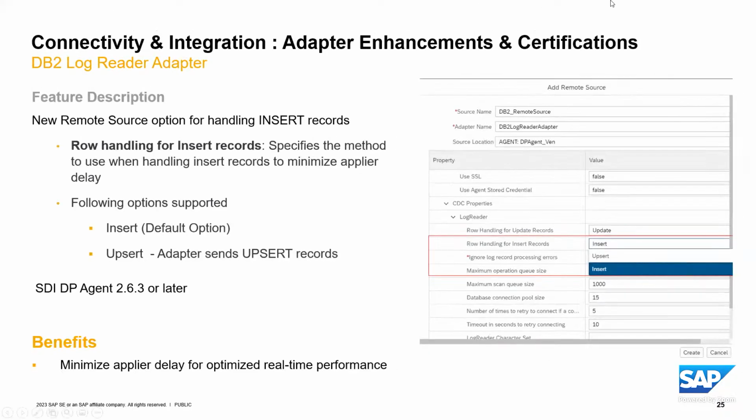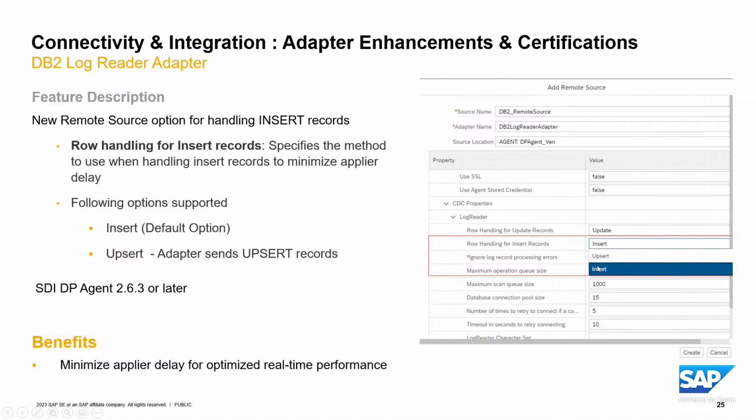The next option, we talked about row handling for update records. Now we'll talk about row handling for insert records. We added again a new option for row handling for insert records. This parameter specifies the method to use when handling the insert records. Insert is the default option.